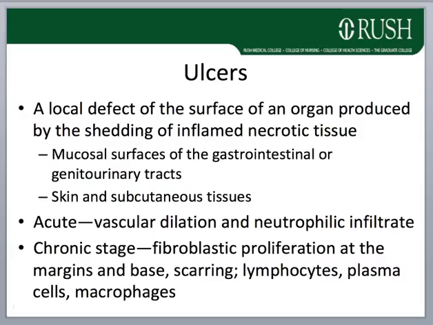During the acute stage, there's an intense neutrophilic infiltration and vascular dilation in the margins of the defect. As this becomes more chronic, the margins and the base of the ulcer develop fibroblastic proliferation, scarring or fibrosis, and the accumulation of chronic inflammatory cells including lymphocytes, plasma cells, and macrophages.